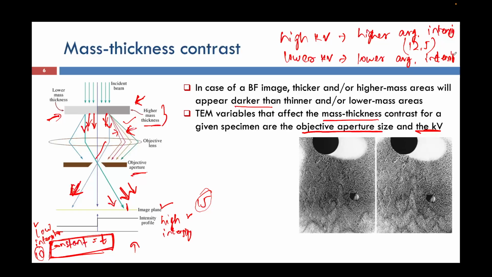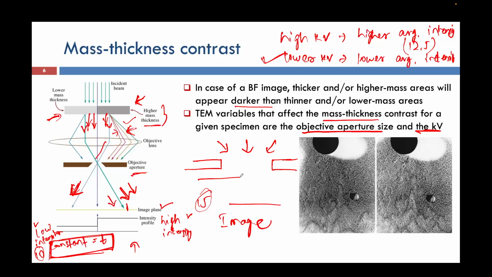So it is always desired that a lower kV is required to obtain a good mass thickness contrast. A similar case is also applicable for objective aperture size. Objective aperture size means if we are increasing our objective aperture, that means we are allowing more beams, whether it is a diffracted beam or a direct beam, to get collected in the image plane. Let's say here it is an image plane.